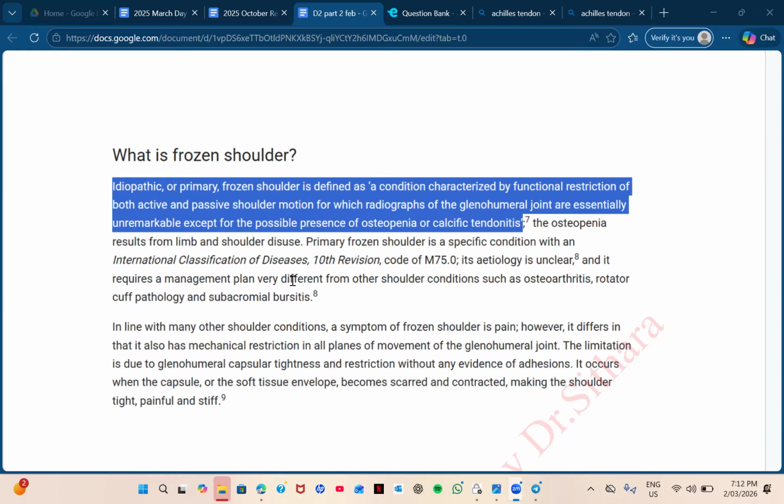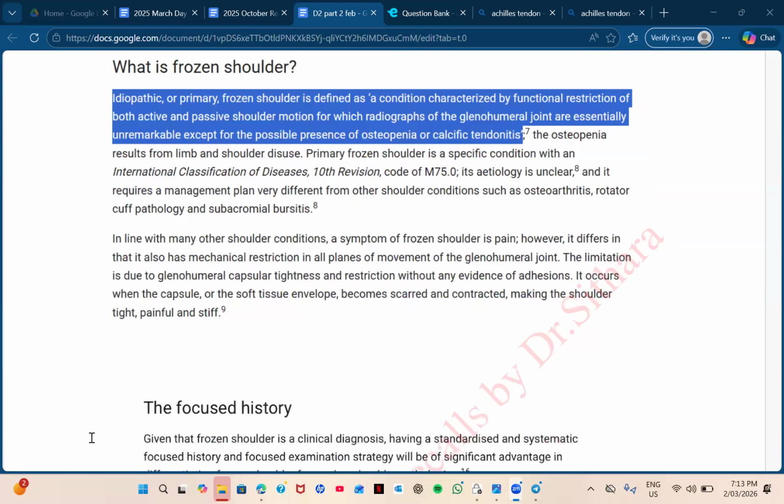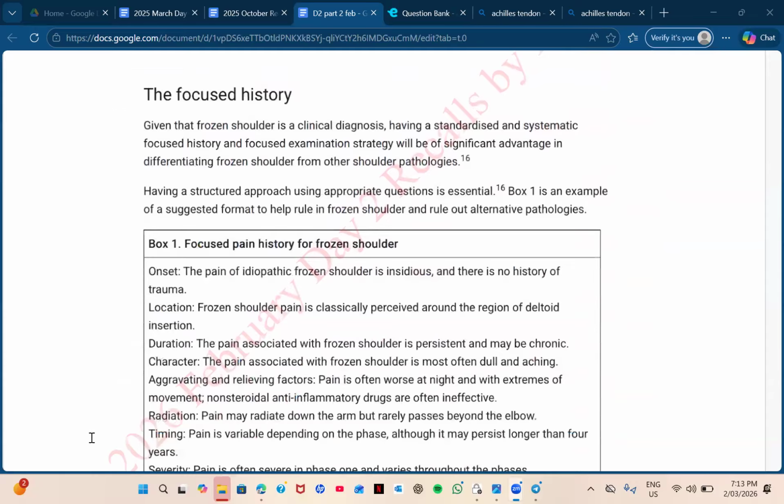You don't have to remember everything, just remember it's a functional restriction of both active and passive movements, right? So always remember in adhesive capsulitis or frozen shoulder, both active and passive movements are involved. This is one of the main important points for these two topics. Okay, so remember.